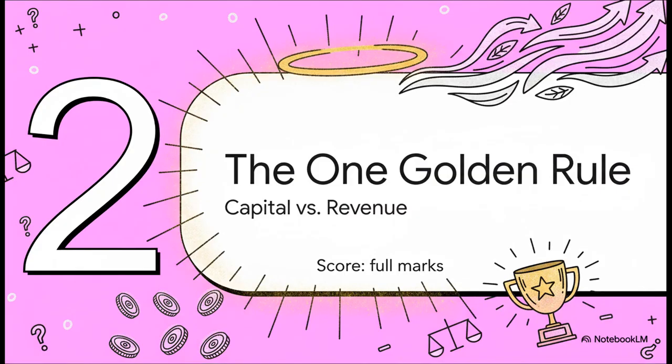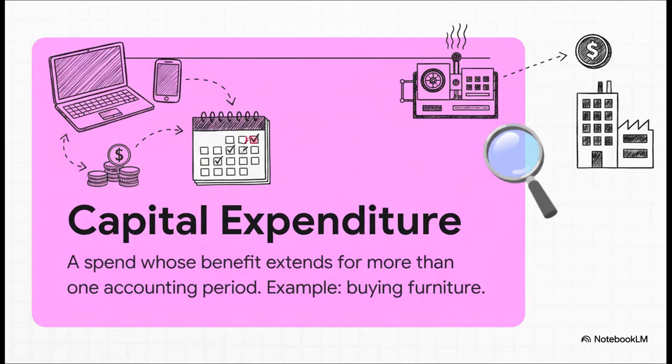Okay, now I need you to listen very carefully. I'm serious. If you can just understand this one simple rule, this entire chapter will be an absolute piece of cake for you. This is the golden rule, the secret trick to scoring full marks. It's all about the difference between capital and revenue items. That's it. So what on earth is capital expenditure?